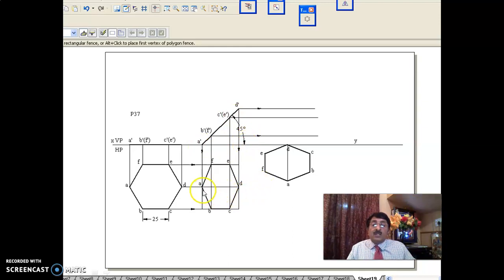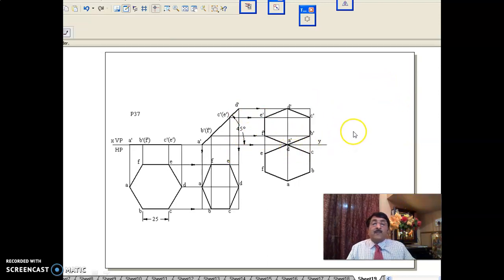Keeping the inclination constant, okay, I'll keep the 45 degree inclination constant. I'll rotate and move it in such a way that D will be on the XY line. That means corner A is on HP, and the opposite corner on the same diagonal, D, is on VP. Okay. Once this is done, take the projectors up. D should be on this, C and D, B and F, A on that. In that way, you get the front view.